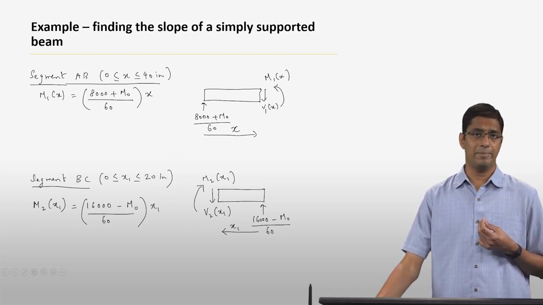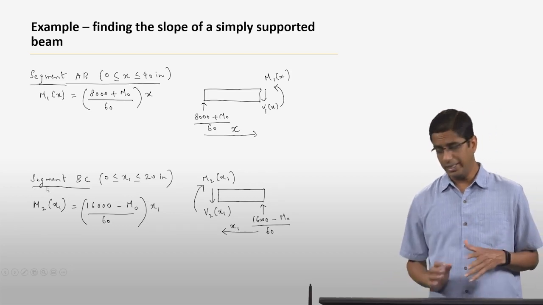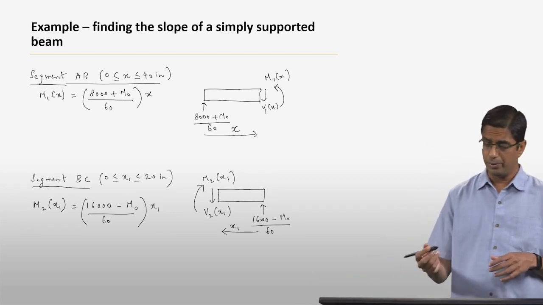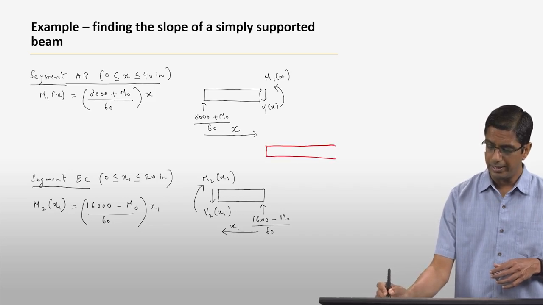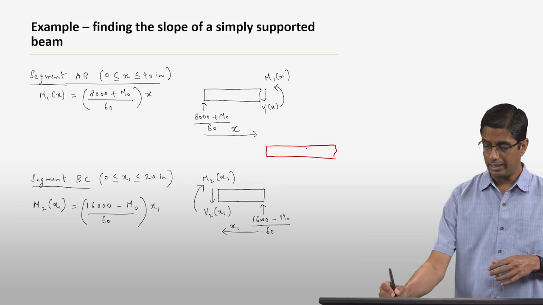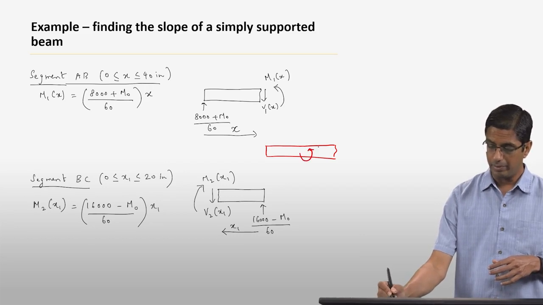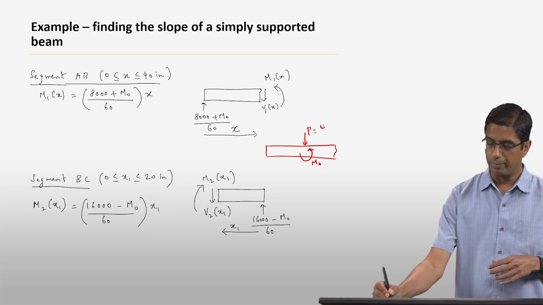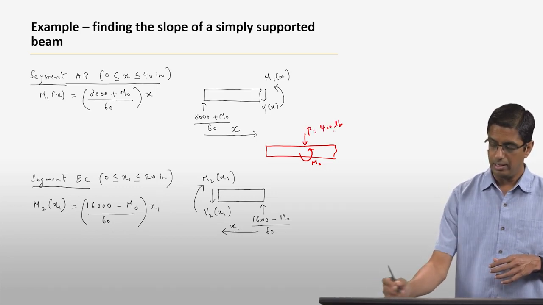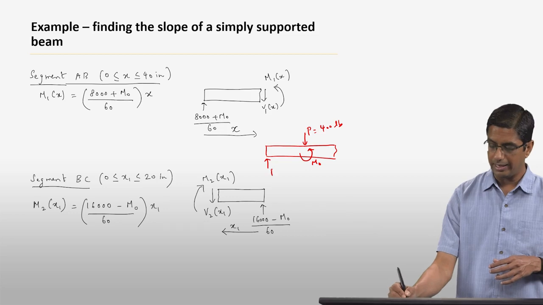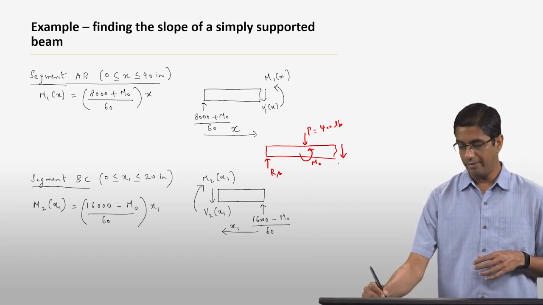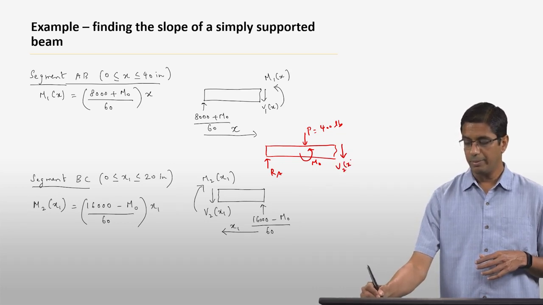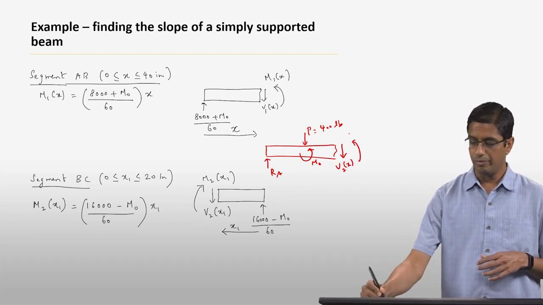Now you can also do the same thing for segment BC. Typically, in most of the previous cases, what you would do is something like this. You will take a section between B and C, and then you will have this moment m0 acting there. Then you would have this force P equal to 400 pounds acting there. And then, of course, you have the reaction RA acting there. Then we will have a V2 of x, and there could be an m2 of x.